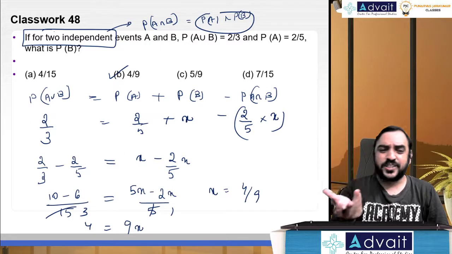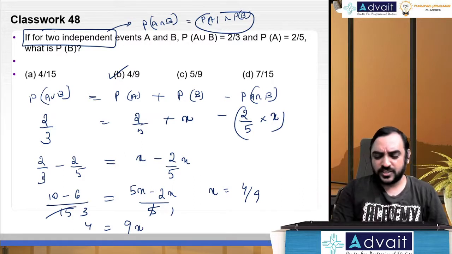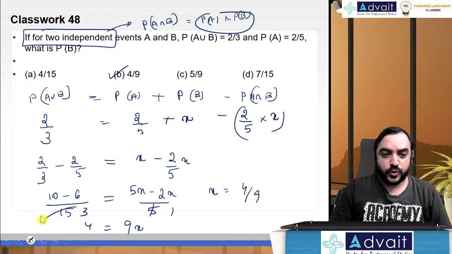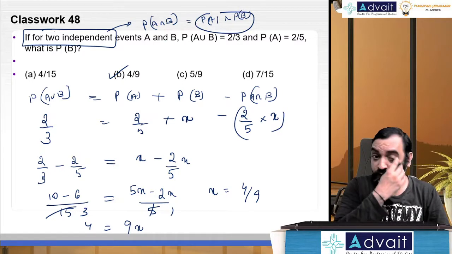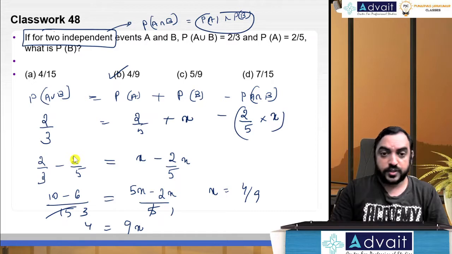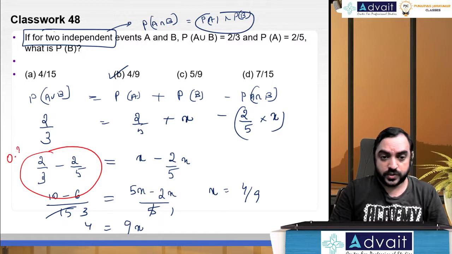Or if you make decimals, that is also fine, my dear friends. If you don't like fraction simplification, make it decimals. You will get the answer. I'll do it quickly in decimals for those who are not comfortable with fractions. 2 by 3 minus 2 by 5. If I do it in calculator, 2 by 3 means 0.67, 2 by 5 means 0.4. So 0.67 minus 0.4 is 0.27 when I simplify in decimals.